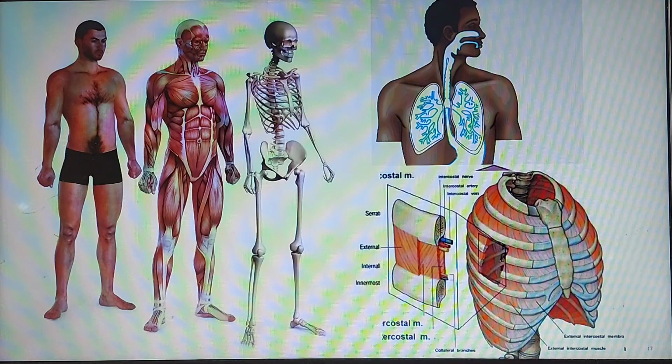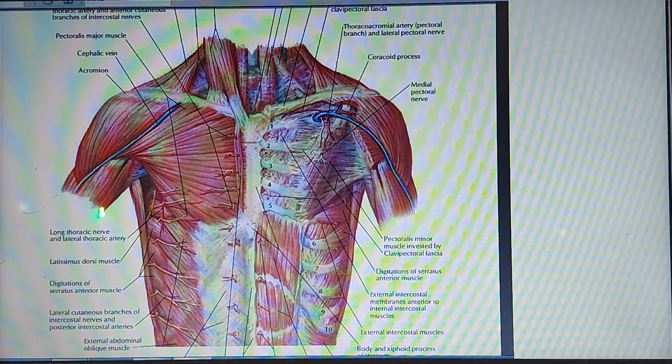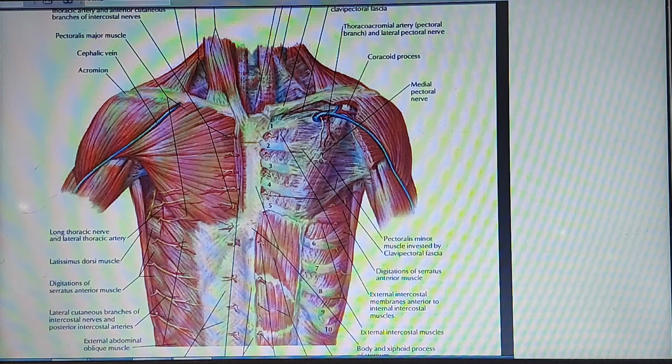If we want to see the extrinsic muscle first, the extrinsic muscles are the pectoralis major, this is the serratus anterior, this is the latissimus dorsi muscle, and if we remove this pectoralis major, there is the pectoralis minor. If we group these muscles, some are related with the upper limb, and some muscles are related with the abdomen. There is the rectus abdominis, and some muscles are in the back.